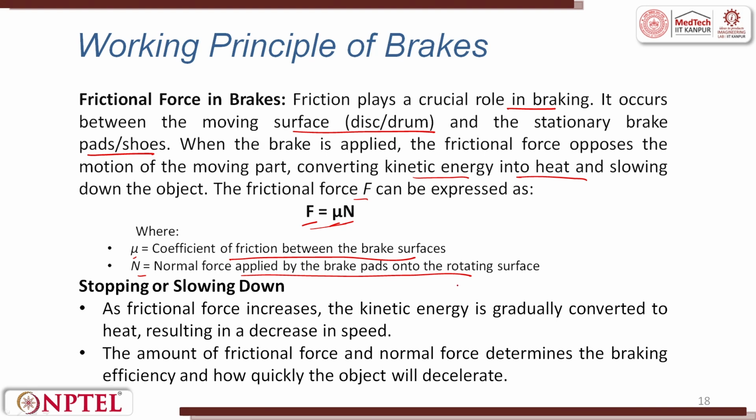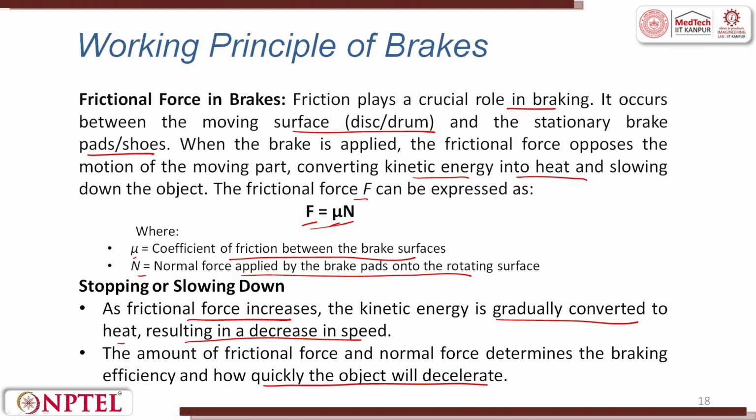So, stopping or slowing down, this decision is to be taken by the brake depending on the pressure that you apply. As frictional force increases, the kinetic energy is gradually converted to heat, resulting in a decrease in speed. The amount of frictional force and normal force determines the braking efficiency and how quickly the object will decelerate. So, this is the use of the brakes.